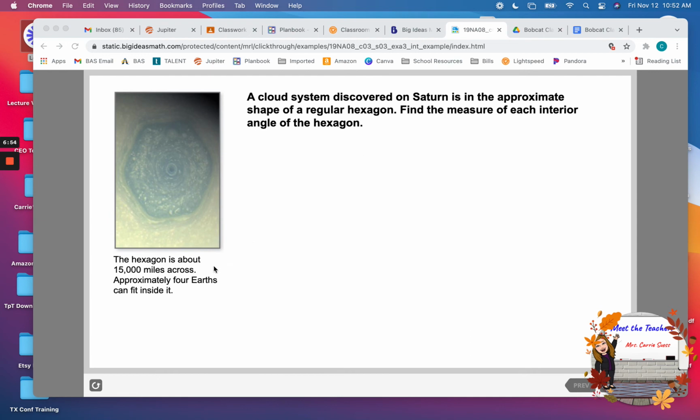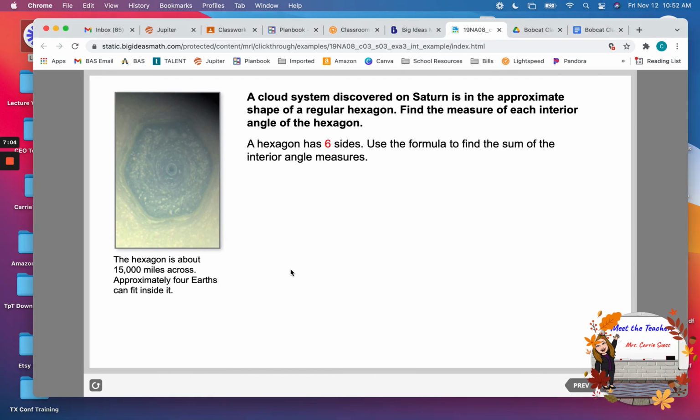So this says the hexagon is about 15,000 miles across. Approximately 4 Earths can fit inside of it. So that's a whole lot bigger than it looks. So let's look at our hexagon. How many sides does it have? 6. So we're going to use our formula, which is?